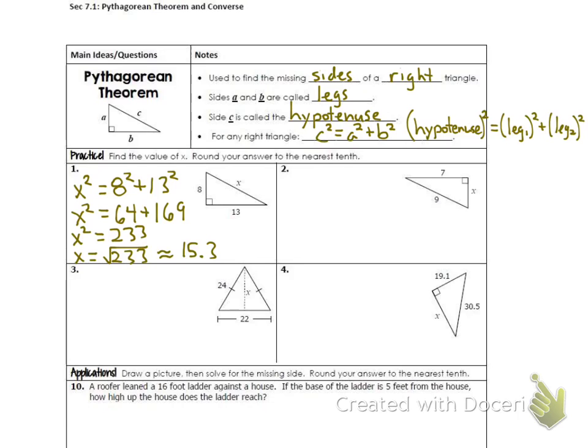In number 2, 9 is now the hypotenuse. 9 is the longest side, so 9 has to go by itself. You've got to pay attention to make sure which one you're solving for. The hypotenuse is always by itself, not necessarily the x, the one you're solving for.